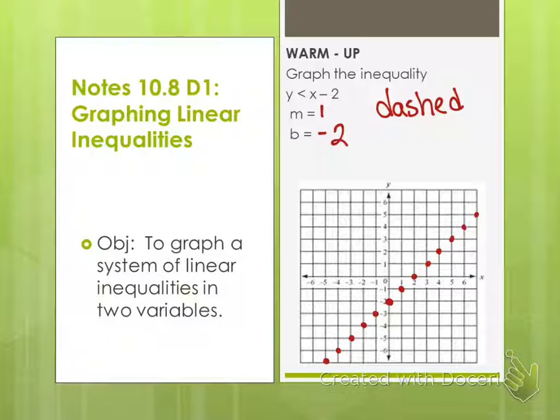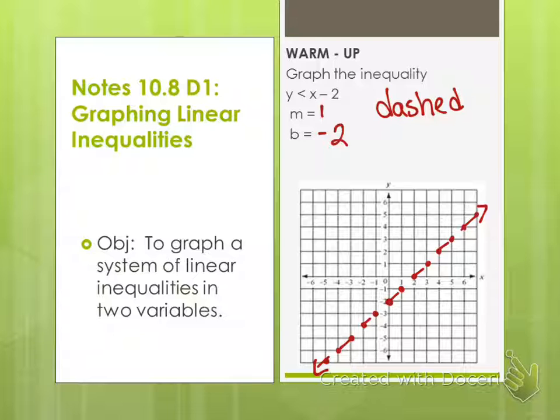So some people just leave their dots. If you dotted the whole way through, that's fine. Some people like to go back through and actually put little dashes in it. As long as you do not have a solid line, that's fine. So it should be dotted or dashed. It should still go all the way through the graph.